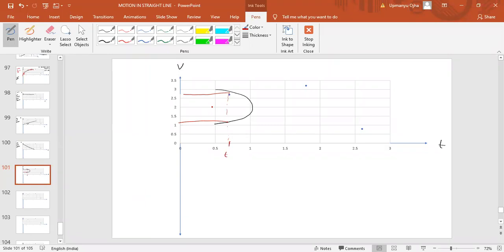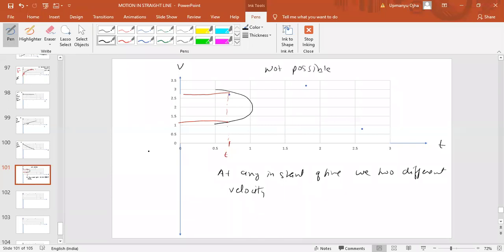Is it possible that at a single time you have two different velocities? Assume yourself to be a particle. Can you move in two different directions at the same time? No. So this graph is not possible because at any instant of time we have two different velocities, which is not possible. Understand the reason for the impossibility of this graph?